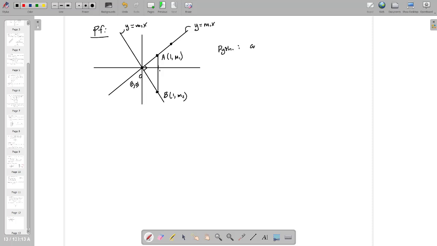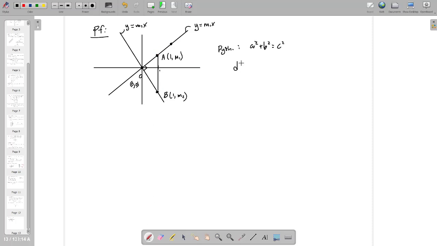and that of course is a squared plus b squared equals c squared, where a would be the distance from the origin to A, and b would be the distance between the origin and B, and c will be the distance between A and B. Now c is pretty easy.